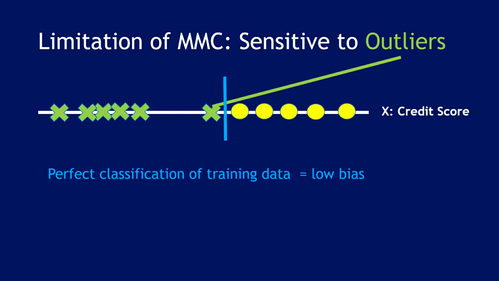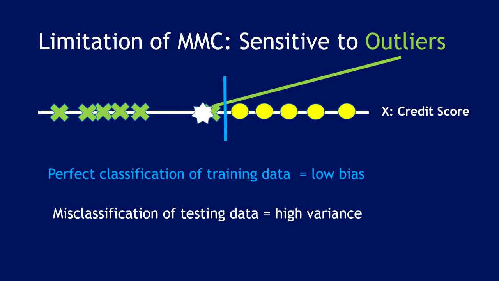However, you can see that the green class has an outlier. There's this one dot that is very far away from the rest of the class. So if you just draw a line to accommodate this outlier, you'll come up with the blue line, which is the model that perfectly separates the training data set, but it's very bad at predicting what happens with the test set.